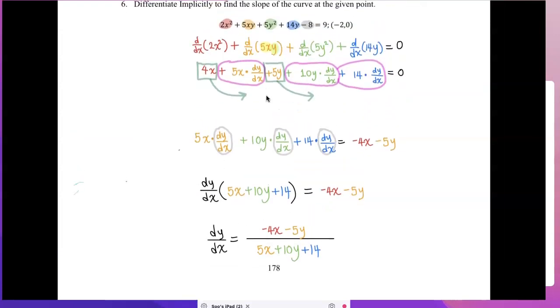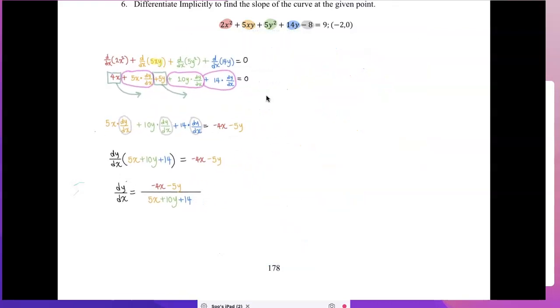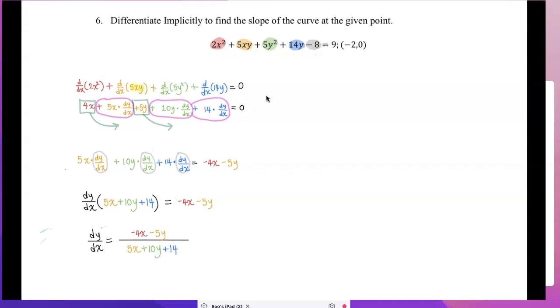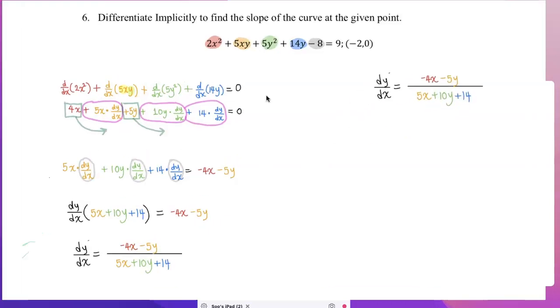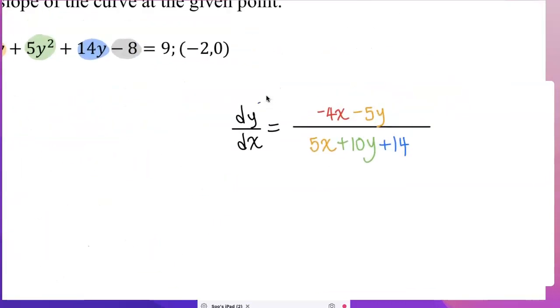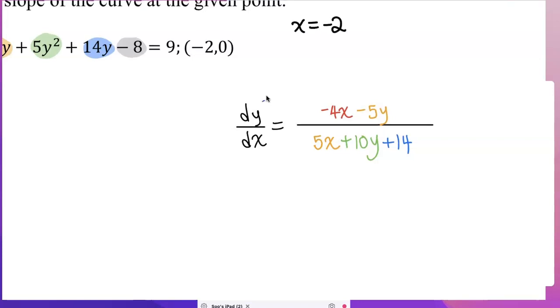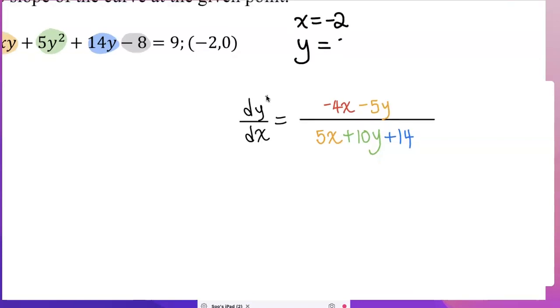Now we've got one more part to do. I'm going to move this to the side a little bit because now we found the derivative. They want us to find the slope of the curve at the given point. So I need this. I'm going to copy this to the side. I'm doing part 2 now. I need to plug in these x and y values: x is equal to negative 2, they gave you right there, and y is equal to 0. So I just need to plug in.